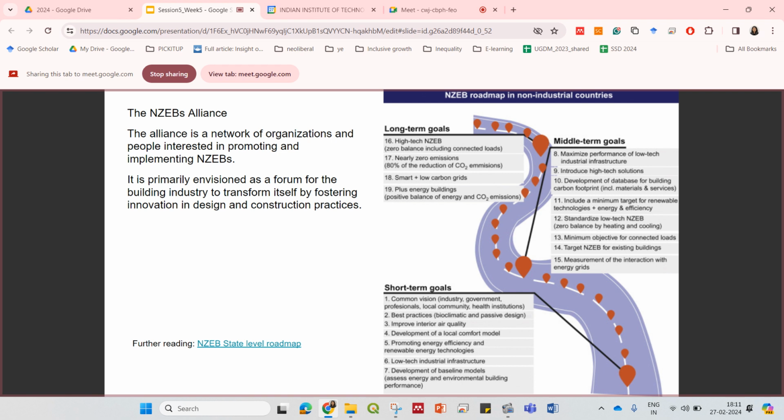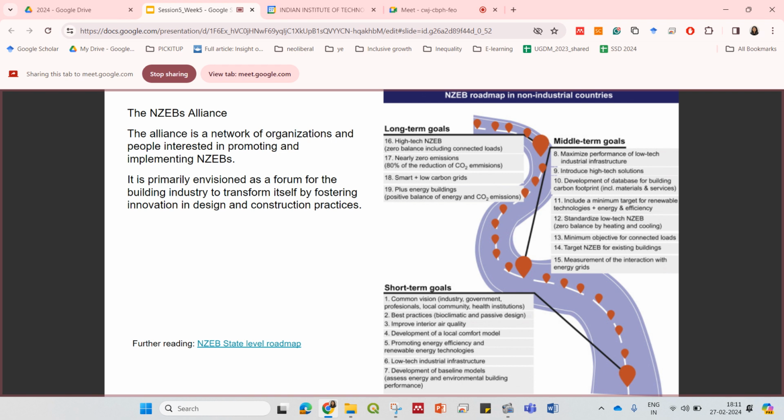Then third is the improvement of interior air quality. Trying to improve the air quality in the interior of the particular building is another short-term goal. Then there is development of a local comfort model. So basically focusing on what local comfort is needed in a particular area, developing just a local comfort model for that particular area.